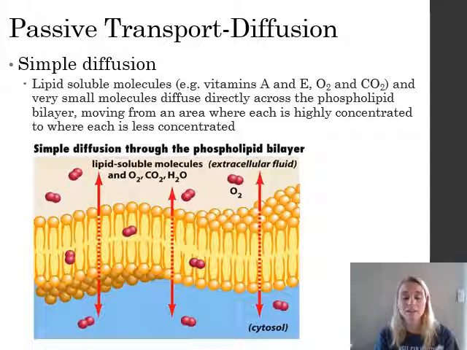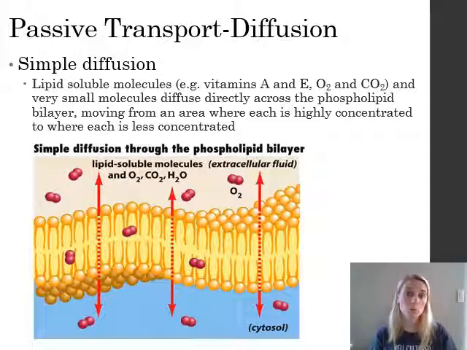It includes things like lipid-soluble substances, like vitamins A and E. Oxygen and carbon dioxide are respiratory gases. These are lipid-soluble, and they're very small. So these things have the ability to go directly through that plasma membrane following their concentration gradient. So they'll go from high to low. Now in this picture, it looks like they're at equilibrium. There's about the same number of oxygen molecules on the outside and the inside, so they have diffused equally.